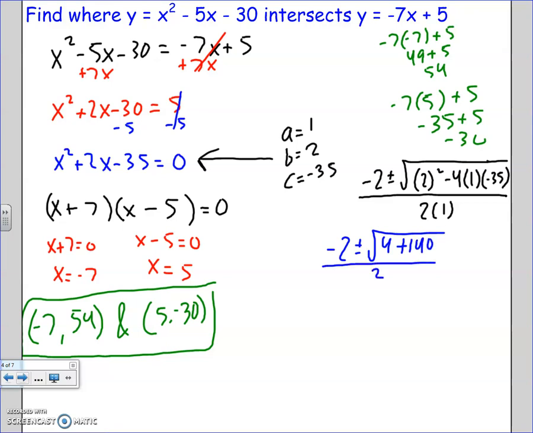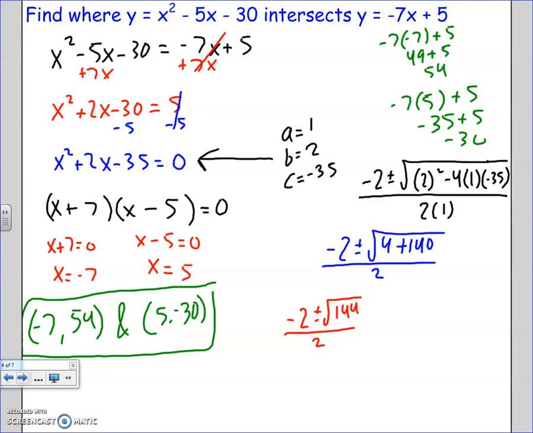All over 2. Still working on the inside. So negative 2 plus or minus square root of 144 over 2. Remember that number, the 144, is called the discriminant. That tells you how many answers there are. If it's positive, there's two solutions. If it's 0, there's one solution. If it's negative, there are no real solutions because they're imaginary.